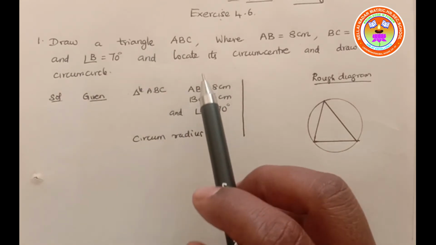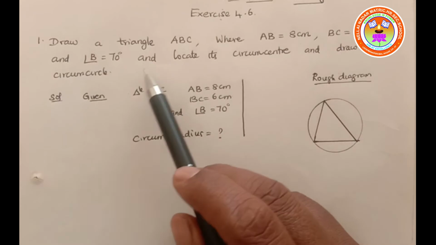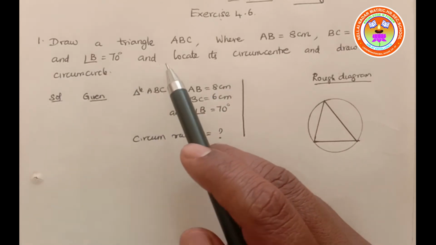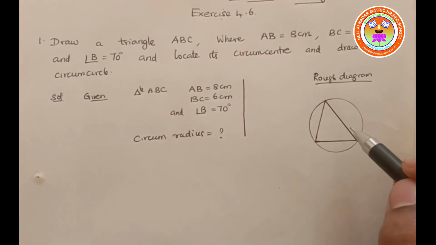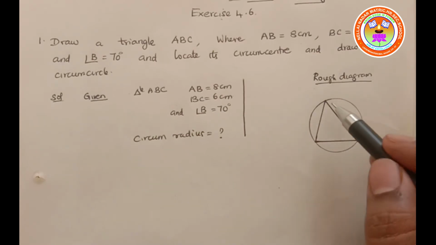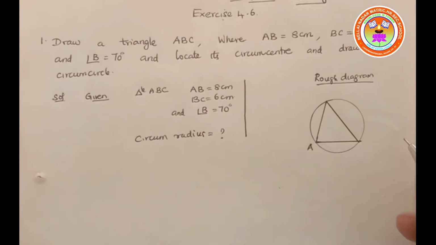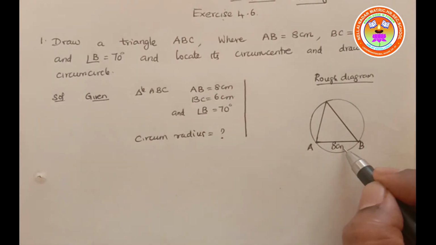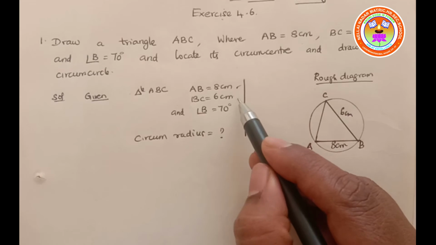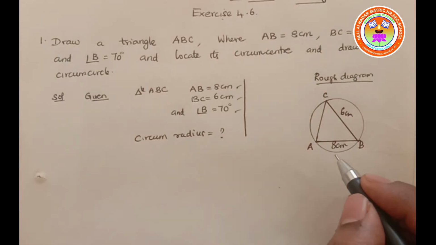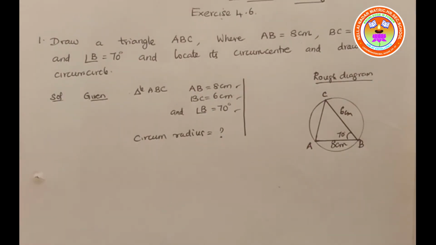So what is given? A triangle ABC. In triangle ABC, AB equal to 8 cm, BC equal to 6 cm, angle B equal to 70 degree. You are going to find the circumcircle. Circumcircle, that means inside the circle you have to draw a triangle. Okay, so AB is equal to 8 cm and BC is equal to 6 cm. Angle B is equal to 70 degree. You're going to find the circumradius.